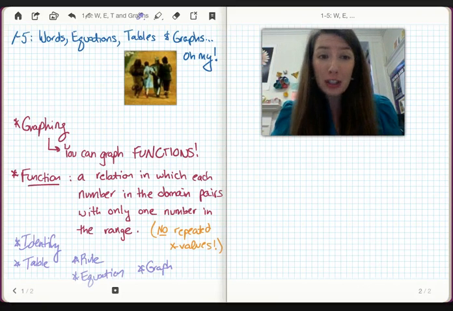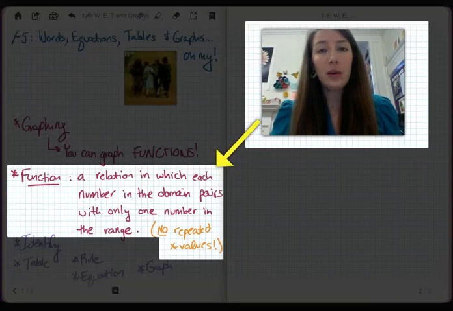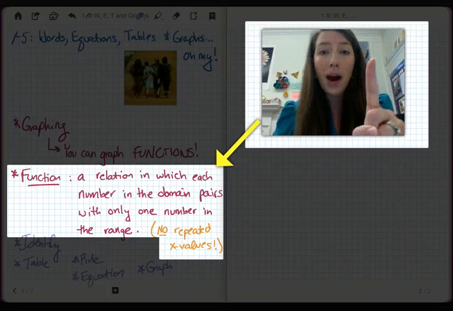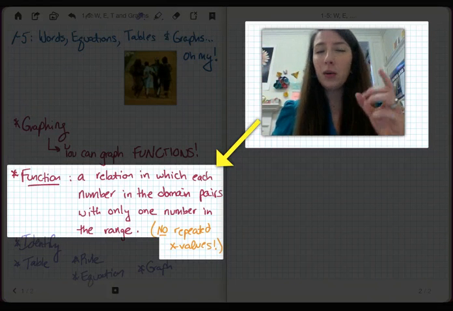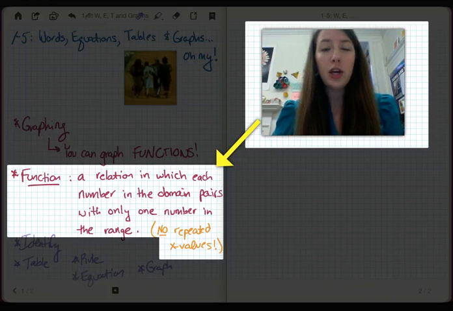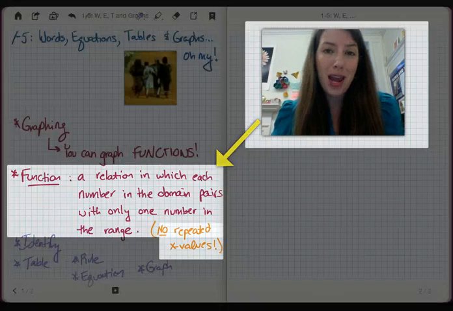Please remember that a function is a relation in which each number in the domain, so every x value, is paired with exactly one number in the range. That's how we define functions in mathematics. You've actually been working with functions a lot, you just haven't known their name.